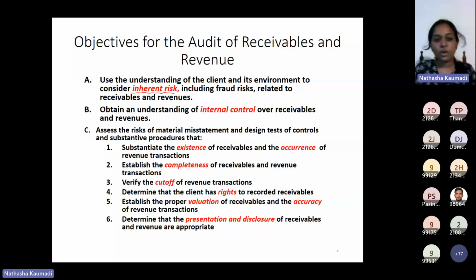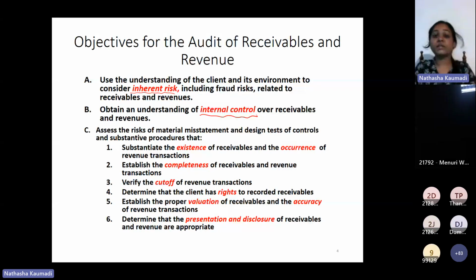And then obtain an understanding of internal controls over the receivables and revenue. Now, having understood the inherent risk, you are going to check the internal controls. You check what the internal controls established in this organization for revenue and receivables are. So you need to have a good understanding about the internal controls. Why? You are doing test of controls as well, no? You are testing the controls.